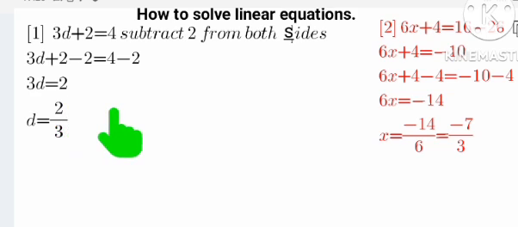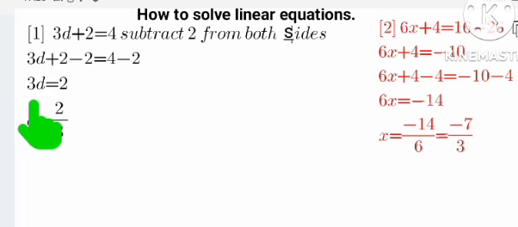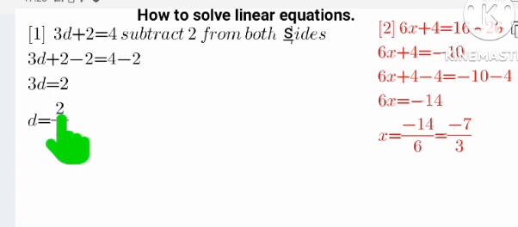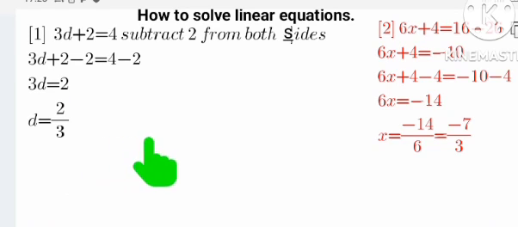Now, the next thing we want to do: whenever a number is combined to a dependent variable by multiplication, what you do is divide both sides by that number. Here you can see that d is combined to 3 by multiplication because we have 3d. So we divide both sides by 3. Once we divide both sides by 3, we are going to eliminate 3 from this place, and then we are going to have 2 over 3. That's our answer. I hope that was straight and clear.